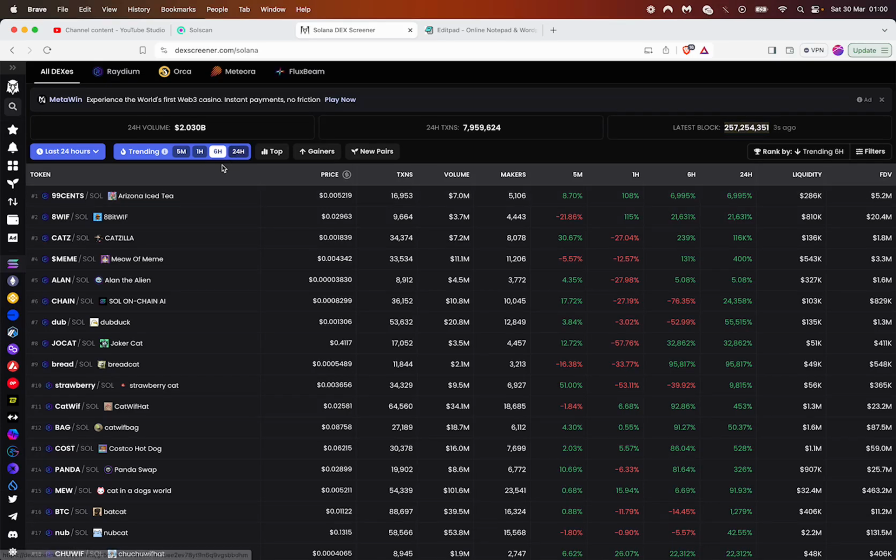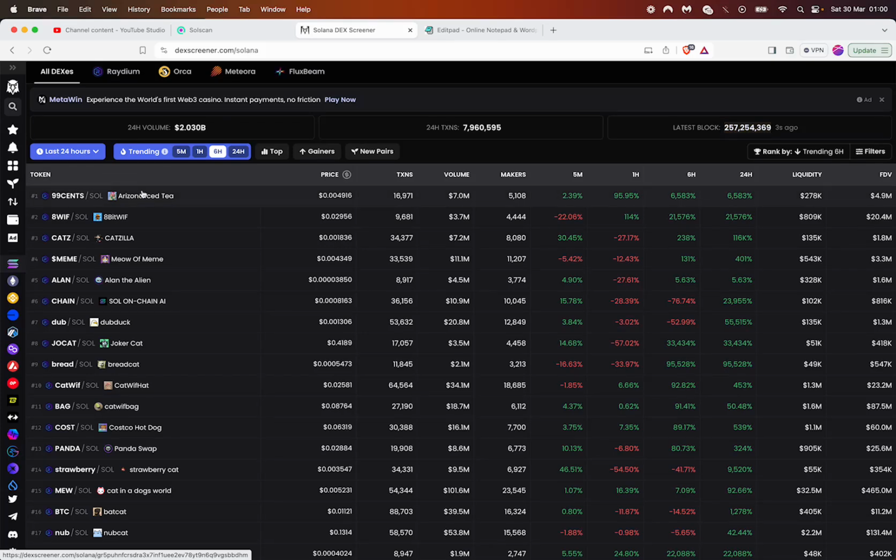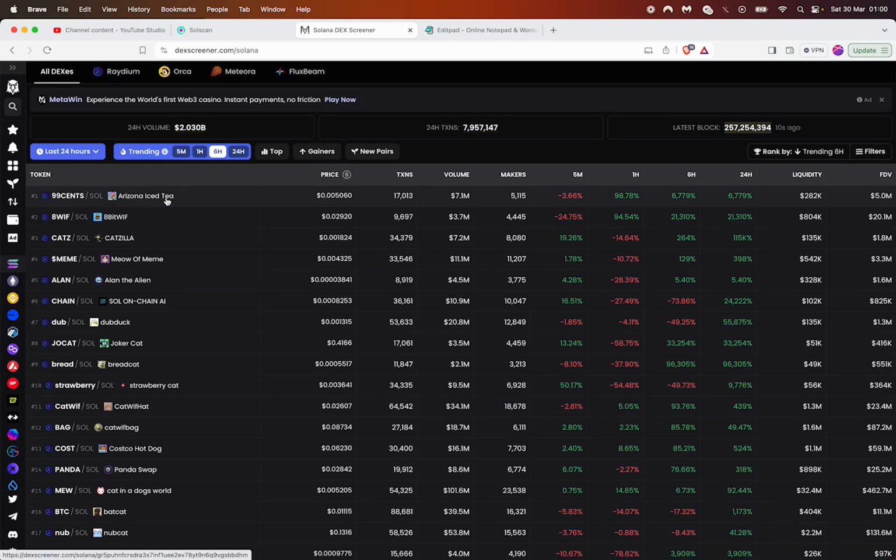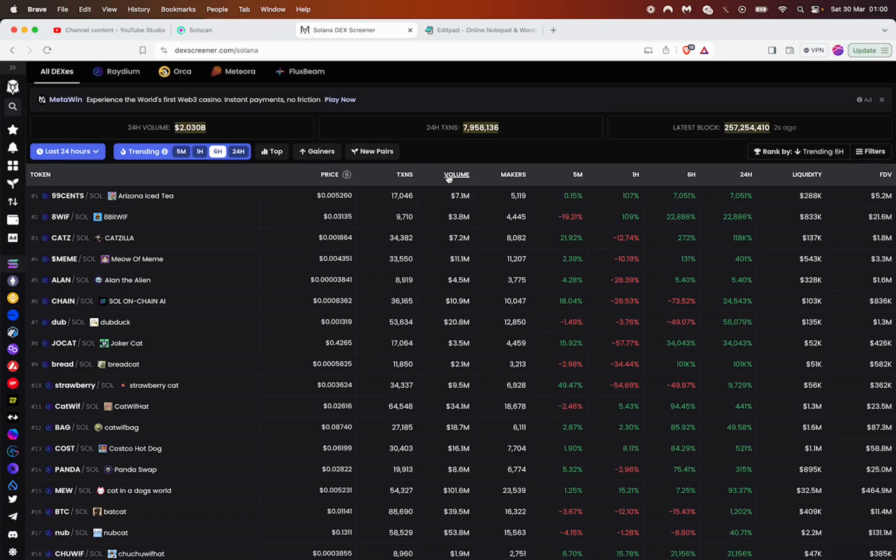Okay, before we click, actually, this is the ticker of the token. The ticker of the token is not necessarily the same as the name of the token, and this is the full name of the token. This is the price of the token in dollars, the number of transactions so far, the volume traded, the number of unique wallets that have bought the token, and the percentage change of price in 5 minutes, 1 hour, 6 hours, and liquidity.